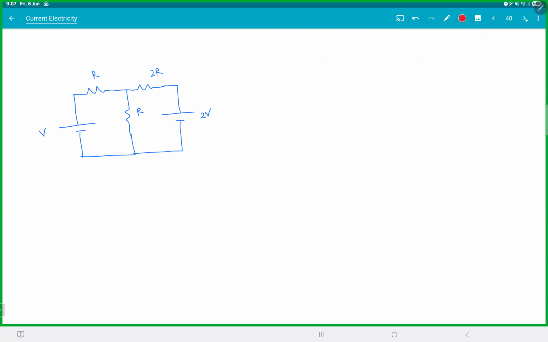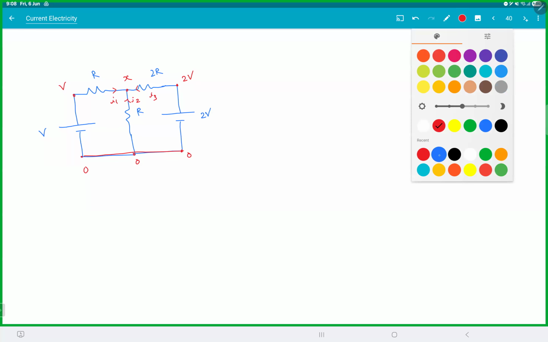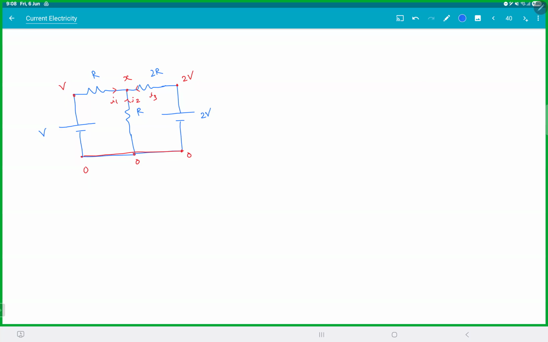Step 1, assume any point is 0. I'll take this as 0. Then this will be 2V. This will be V. The center, I don't know, X. इतना तो आया होगा सबको. Then we say this is I1, this is I2, this is I3. You have to take different symbols. Try, finish it off. Then apply the junction law there, get the value of X.